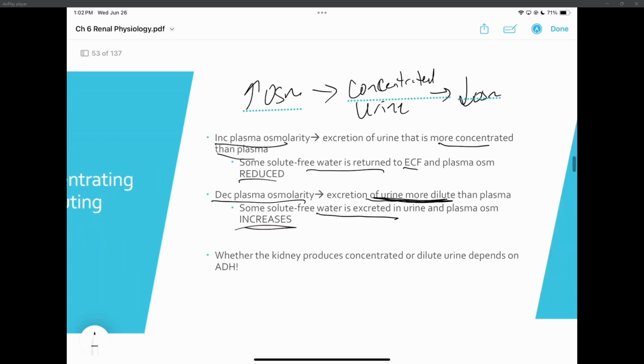Whether the kidneys produce concentrated or dilute urine depends on the actions of ADH. It's all under that influence.